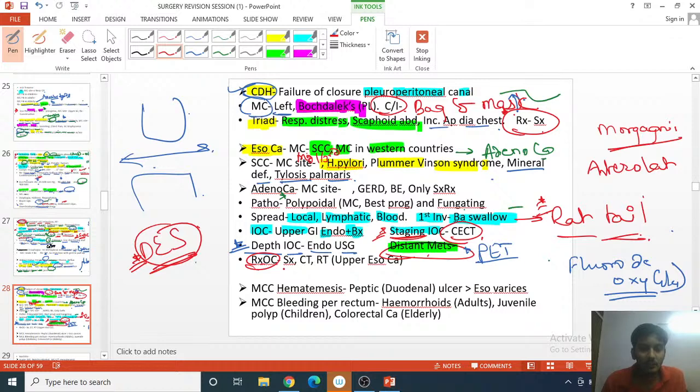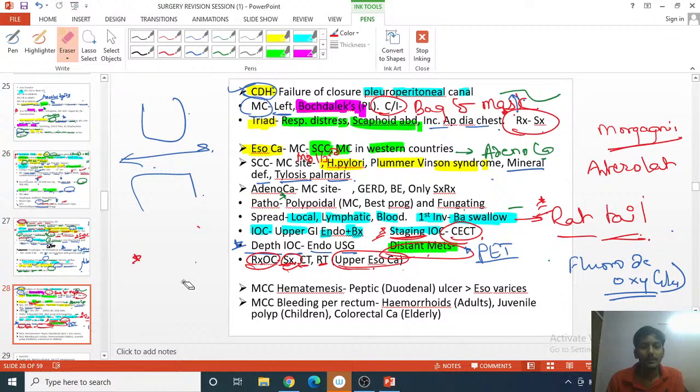Treatment of choice क्या होगी esophageal cancer की? Obviously surgery, chemotherapy and radiotherapy. So remember, radiotherapy is for upper esophageal cancer. So अगर upper esophageal cancer होगा then you perform only radiotherapy. अगर lower esophageal cancer होगा you perform a surgery directly. Please remember.